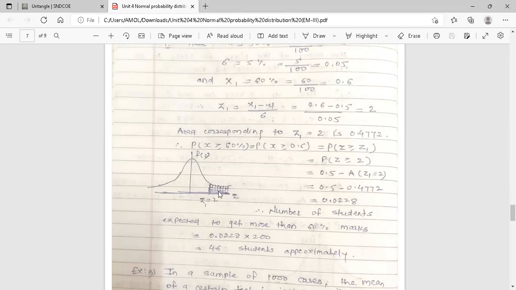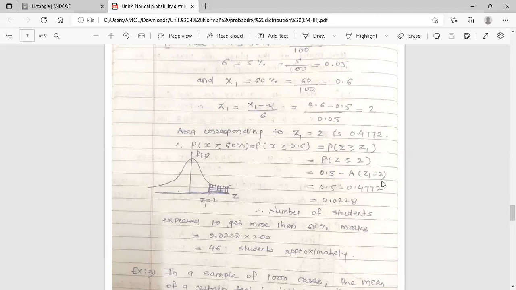Now how to find the area of this shaded portion? You know this is a normal curve and z equal to 0 divides this normal curve into two equal parts. So the half area is 0.5. The right side complete area is 0.5. You subtract the area of z1 from that 0.5, then you will get the area of the shaded portion. So your formula is: probability of z greater than 2 is 0.5 minus the area of z1 equal to 2. Now you calculate the area of z1.